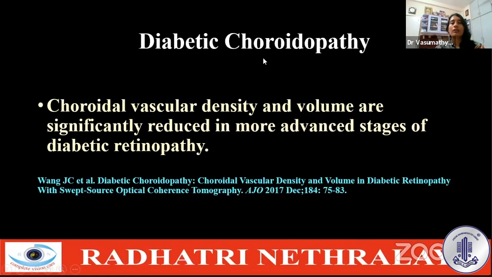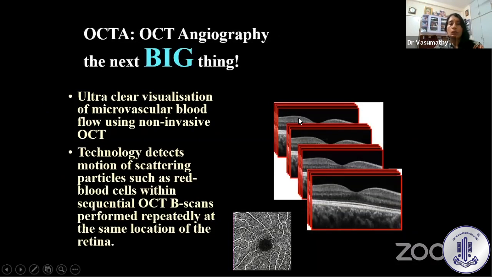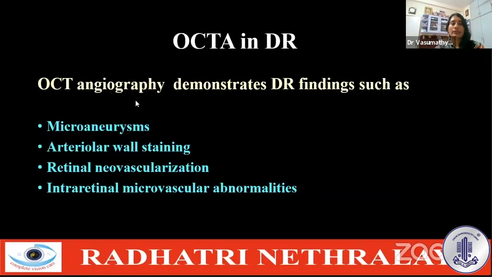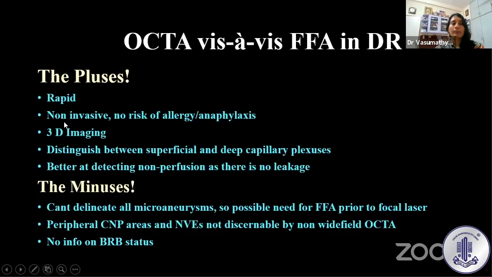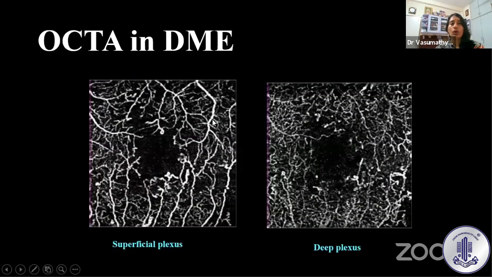And diabetic choroidopathy: as we evolve in our understanding of medical retinal disorders, the choroid has a very important role to play, not only in CSR and CNVM and pachychoroid conditions, but also in diabetic macular edema. Several studies have shown that choroidal vascular density and volume are reduced in more advanced stages of diabetic macular edema. Just quickly about OCTA, OCT angiography is the next big thing. It can demonstrate all the diabetic retinopathy findings like microaneurysms, IRMAs, etc. It's rapid and non-invasive. Unlike an FFA, the only thing is we cannot make out a hot disc. So there's no information on blood retinal barrier status, and you can't delineate all the microaneurysms actually, but more or less it does the job.